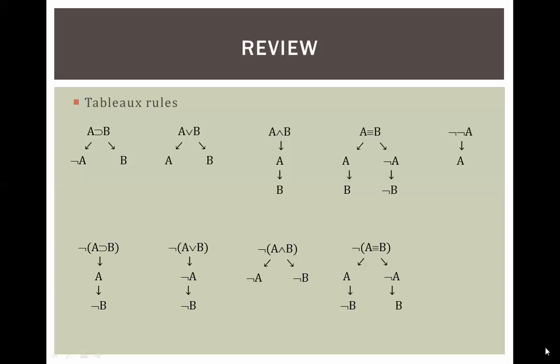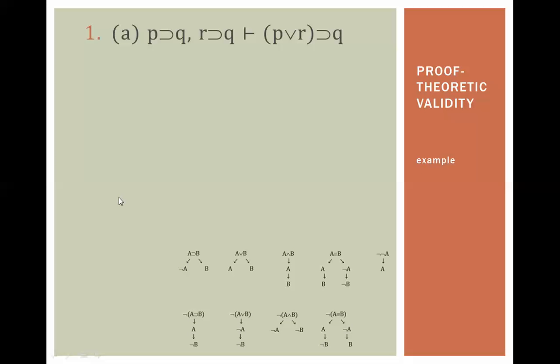A quick review: here are the Tableau rules. You're going to see them again as we go along. Remember, in order to find proof theoretic validity, we take the premises as our initial list and the negation of the conclusion. So we want to see, can these premises live without the conclusion? If they can't, then we know that they entail the conclusion, that you have to have the conclusion if you have those premises. So we'll start with this, and we'll negate this whole thing.